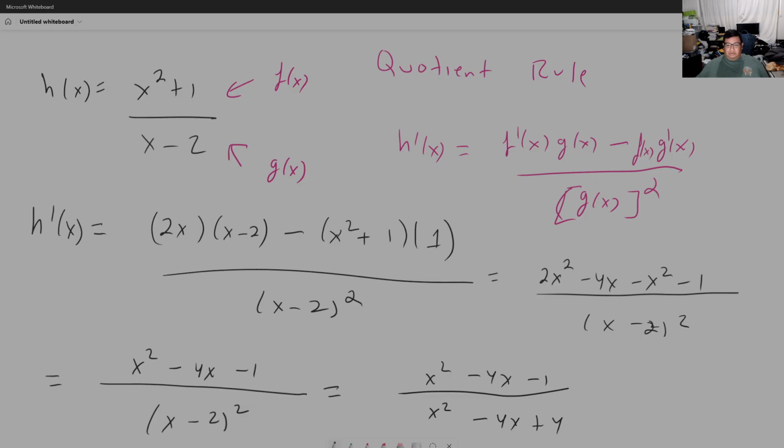You can see that we cannot do any more simplification on top or bottom. So this will be our final answer: x squared minus 4x minus 1 over x squared minus 4x plus 4.